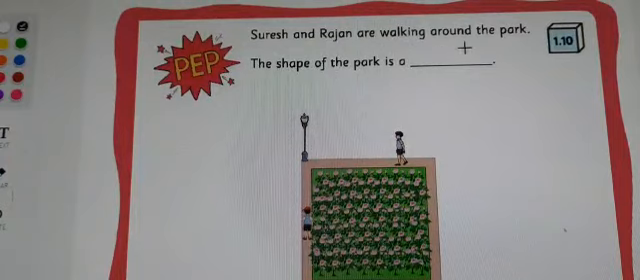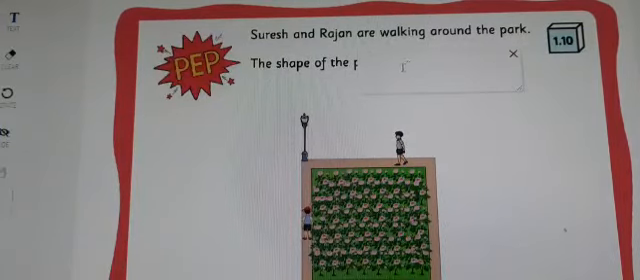Suresh and Rajan are walking around the park. They went to the park on Sunday. The shape of the park is a dash. What is the shape of the park? It is exactly square. So, shall we write? S-Q-U-A-R-E, square. Have you all finished?